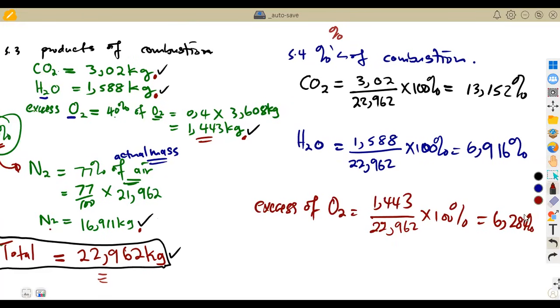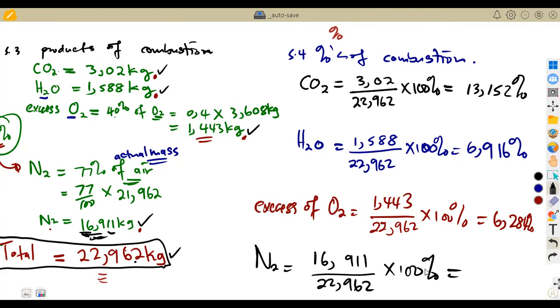And lastly is our nitrogen. Remember, our nitrogen is part of our products in this case. So we're going to consider nitrogen, which, as you can see, is the one with the bigger mass. Out of 22, it is carrying 16 something. So it means that it is going to have the biggest percentage of all these. So let us calculate and see. The mass of nitrogen, 16.911, over the total of everything, 22.962, times 100%.